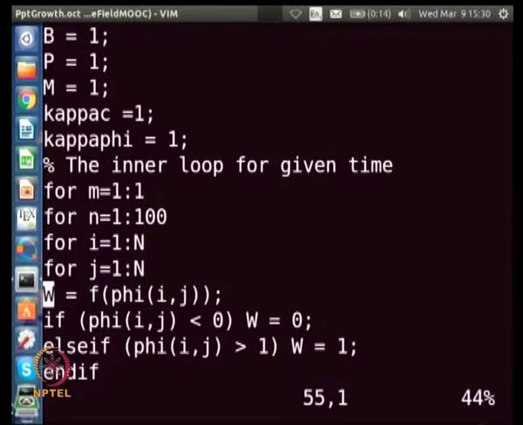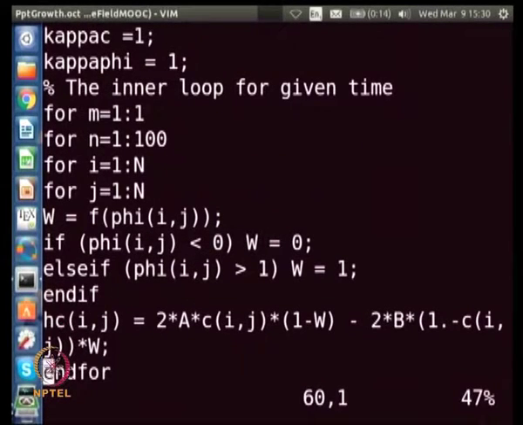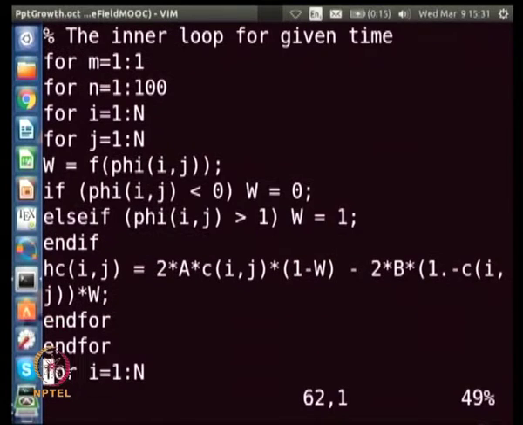First I have to calculate w by calling the function, and if phi happens to be less than 0 or greater than 1, then I am going to make that w 0 or 1 correspondingly. Then I define h of c, which is 2ac into 1 minus w minus 2b into 1 minus c into w, because it has only 2 terms. So that is how h of c is calculated.